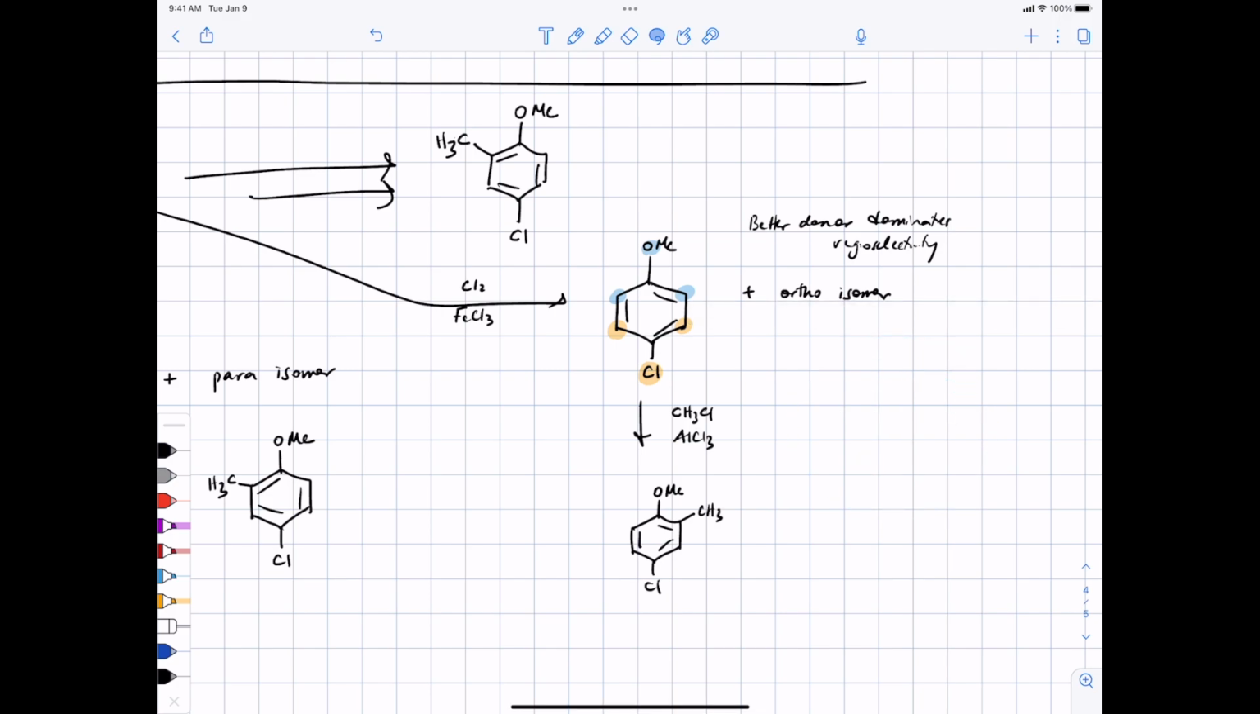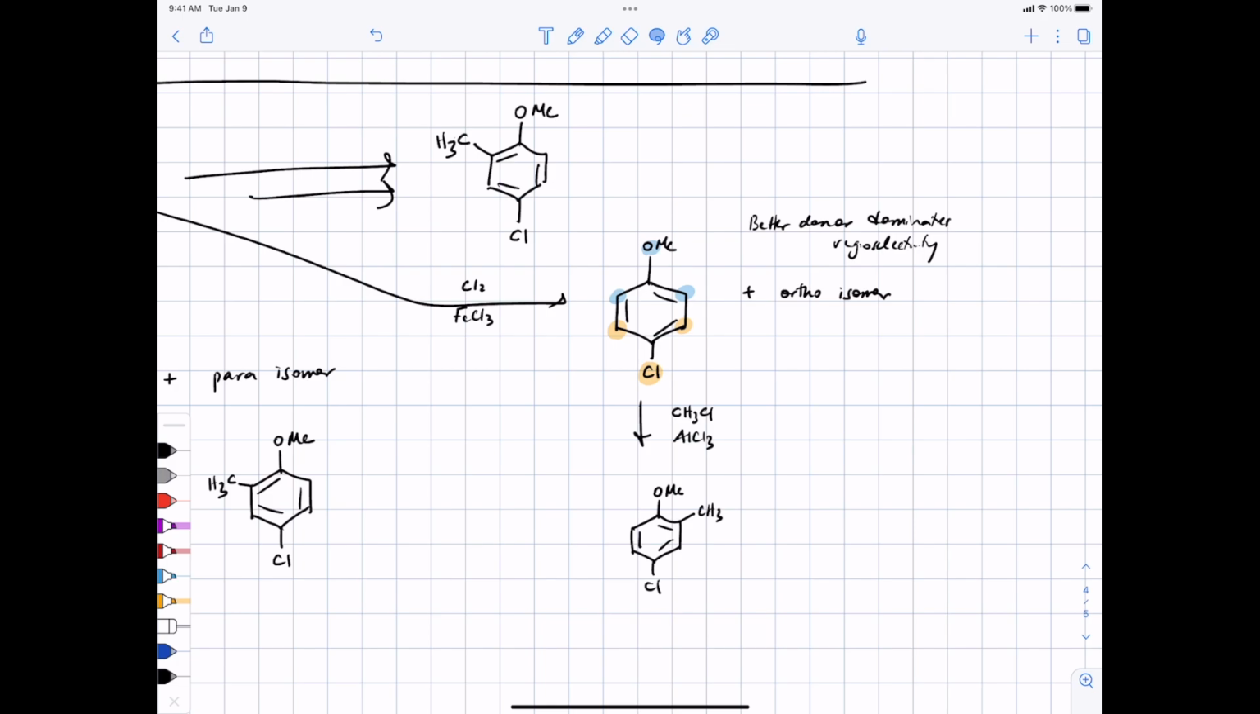Let's see if I can find some synthesis problems from your text for us to practice on. I recommend that you spend some time on this, just because there's one or two synthesis problems on this exam that relate to this kind of stuff.